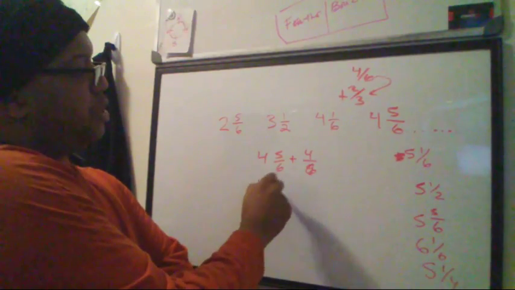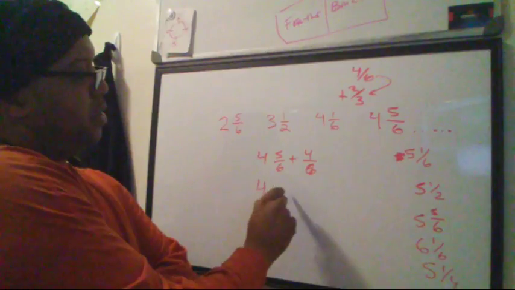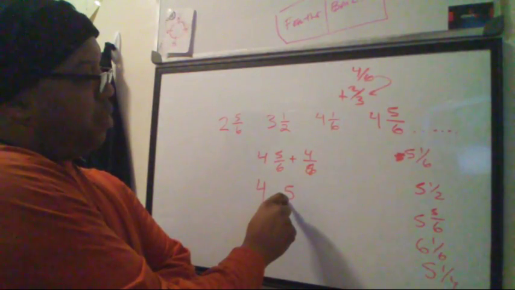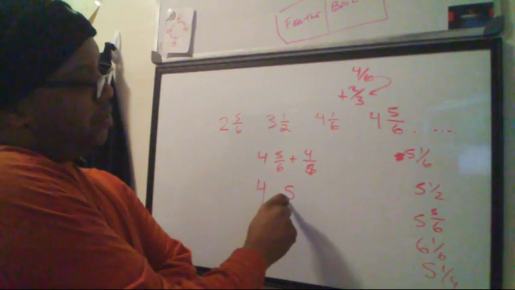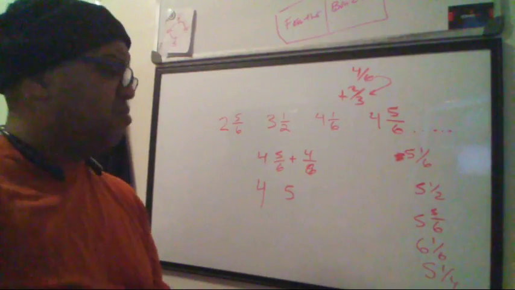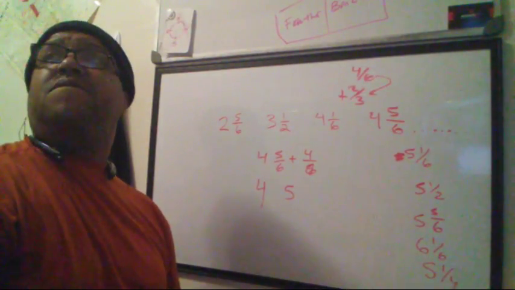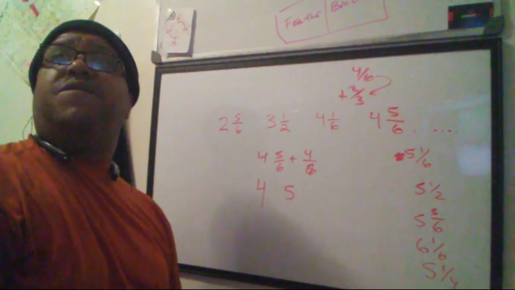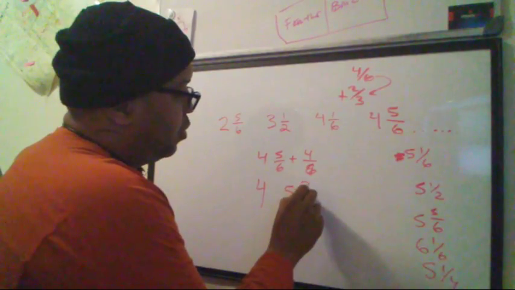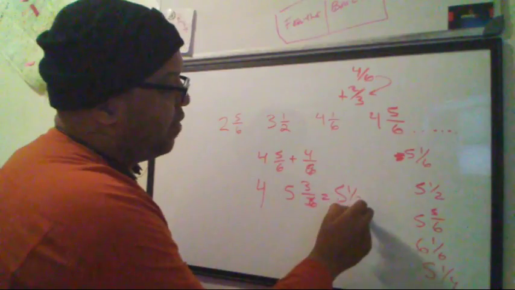The 4 is the whole number. When we add 1, this will become 5. And then we will have 3/6. Five and a half. Yep. Because it would be 5 3/6, which would convert to 5 1/2.